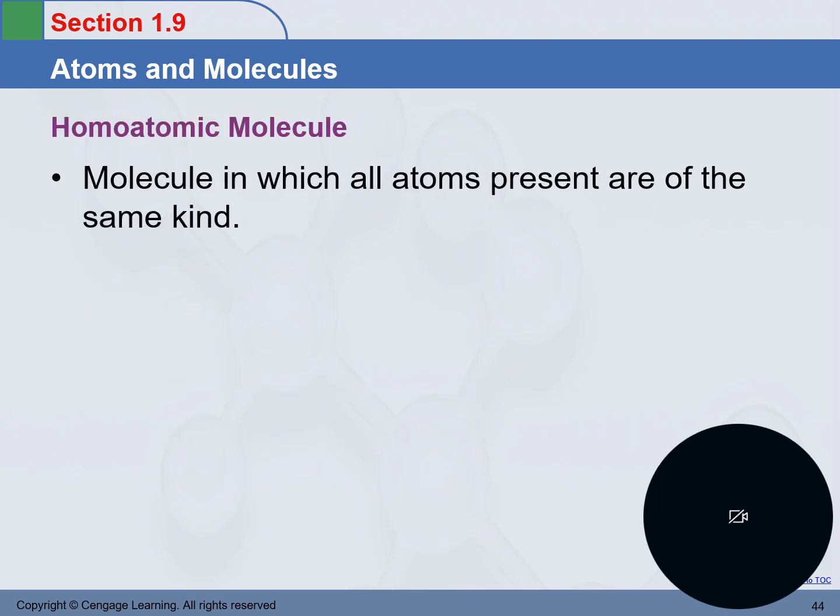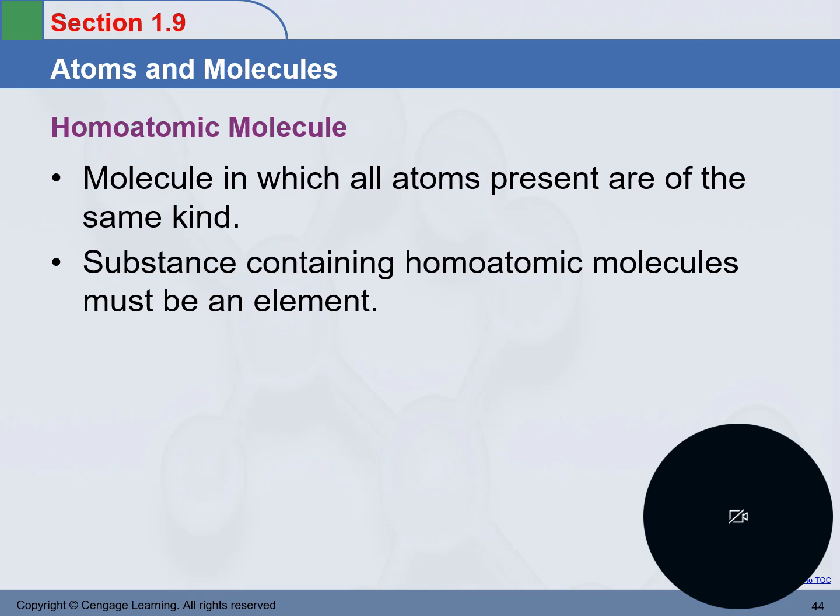Some more terms that the book throws around would be homoatomic molecules, which are made up of just one type of element. So here's a few examples: hydrogen, oxygen, nitrogen, chlorine, phosphorus. They don't always just have to be diatomic, but they can be like this as well.